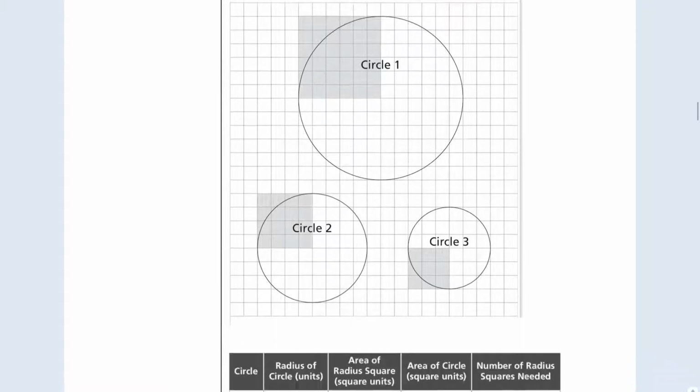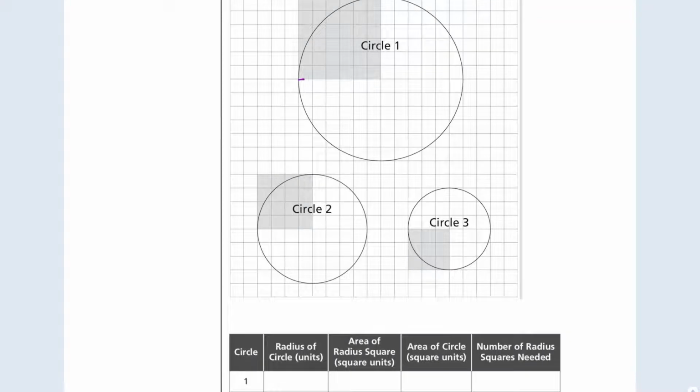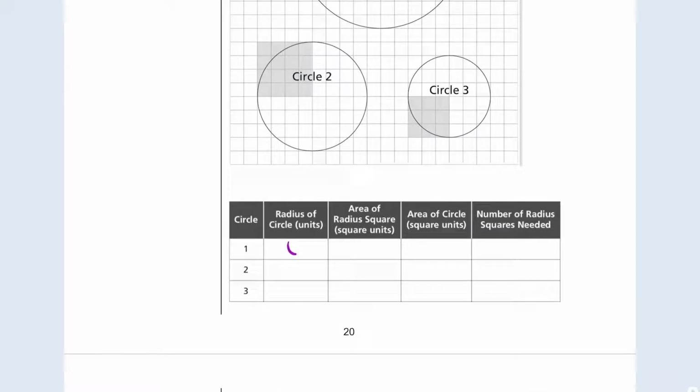So take a look at circle 1. So they are saying that the side length here is the same as the radius. Do you agree? Well, there's the center of my circle. Hey, look, it goes from the left side of my circle to the center. That's the definition of a radius. I also have another radius right there. There we go. So the radius of this circle is 1, 2, 3, 4, 5, 6 units. So we're going to go ahead and write that in for circle 1.